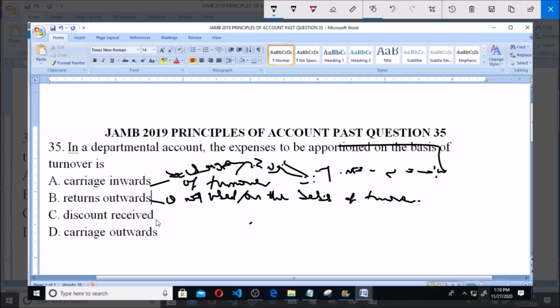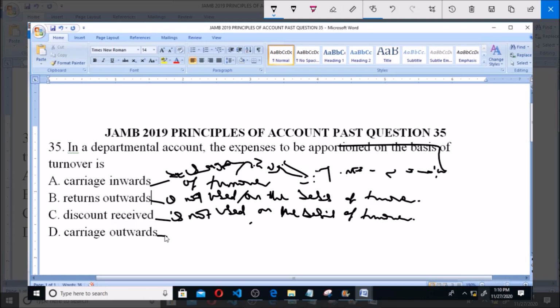Discount received is also not used on the basis of turnover.